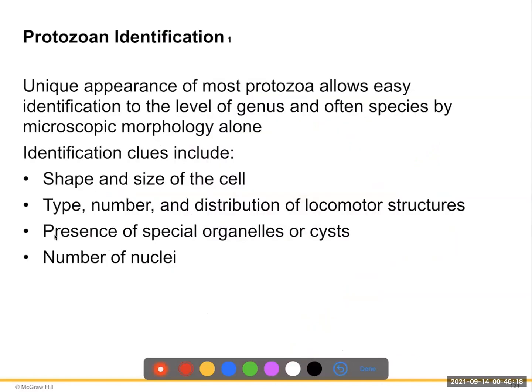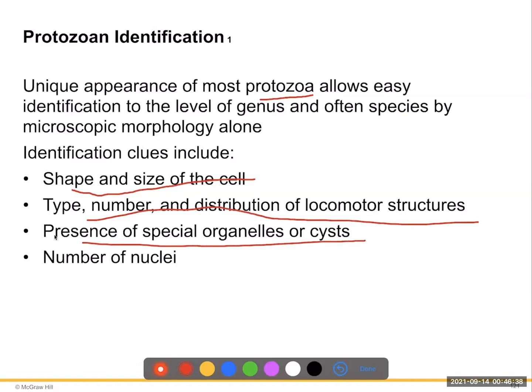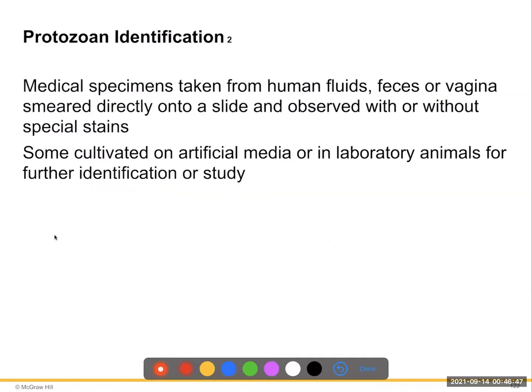The unique appearance of most protozoa allows us to identify them by genus and species, by microscopic morphology. For identification, we use the size and shape of the cell. We use the type, number, and distribution of locomotive structures, whether cilia, one, two, or numerous, the presence of special organelles or cysts as they're formed, and the number of nuclei. Some can have more than one nucleus. Medical specimens taken from human fluids, feces, or vaginal discharge are smeared directly onto a slide and observed with or without special stains. Some are cultivated on artificial media or in laboratory animals for further identification or study. A lot of times just by their shape or morphology, we can identify what type of protozoan it is.